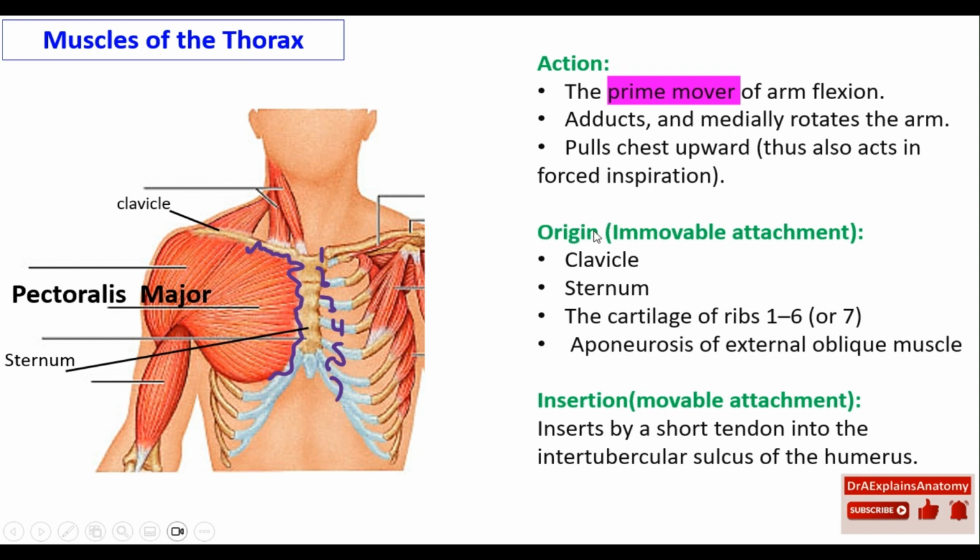The origin, which is the immovable attachment site, is the clavicle, the sternum, the cartilage of the first 6 or 7 ribs, and the aponeurosis of the external oblique muscle, which is one of the abdominal muscles. Whereas the insertion is the movable attachment site. It is inserted by a short tendon into the intertubercular sulcus of the humerus, which is the bone in the arm.